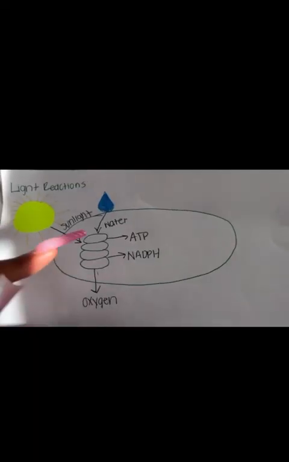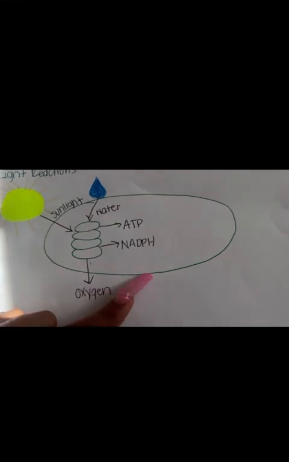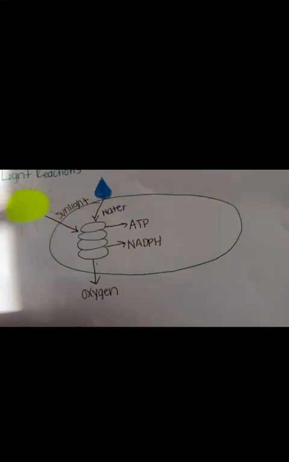Fun fact, as sunlight enters the chloroplast, water enters as well, and the light energy splits hydrogen and oxygen apart, and that is when oxygen gets released. And once that oxygen is released from the light reactions process, NADPH and ATP leave the thylakoid.